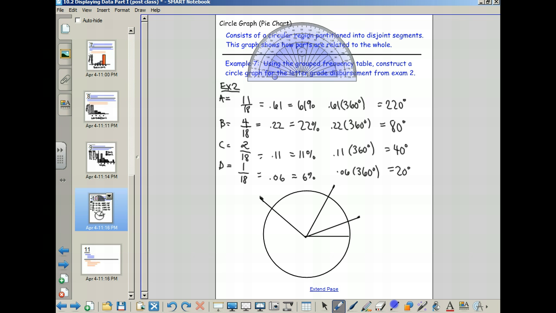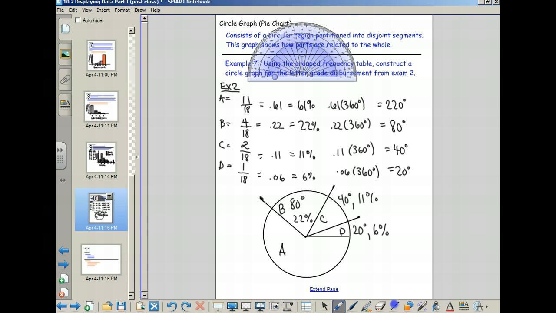The smallest piece right here would be the D's because it was the 20 degrees. Inside of this piece or on the outside marking beside it somehow, you need to mark both the degree measure, 20 degrees, and the percentage, 6%. That way if you're not exactly at it, I know you were trying to get to 6%. This one was my C range. This one is 40 degrees and 11%. This is my B range. I had 80 degrees and 22%.